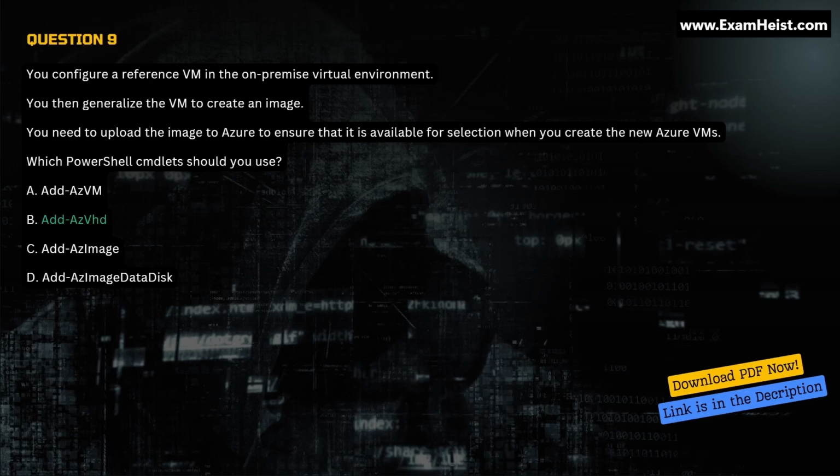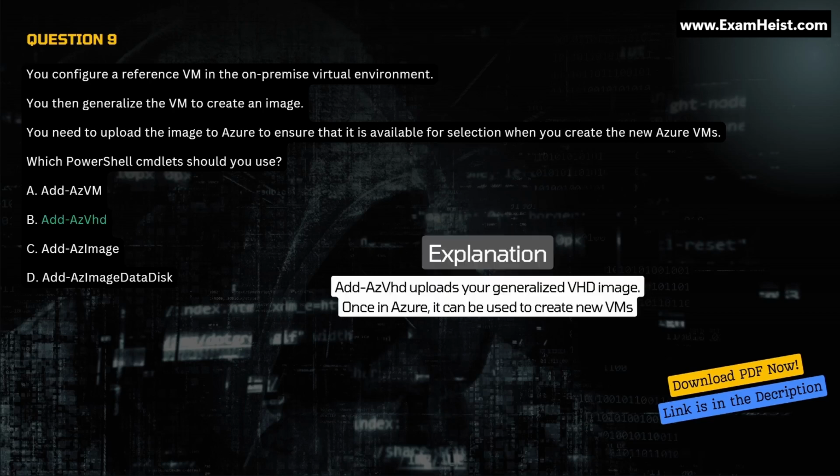Correct answer is B. Explanation: Add AZ-VHD uploads your generalized VHD image. Once in Azure, it can be used to create new VMs.